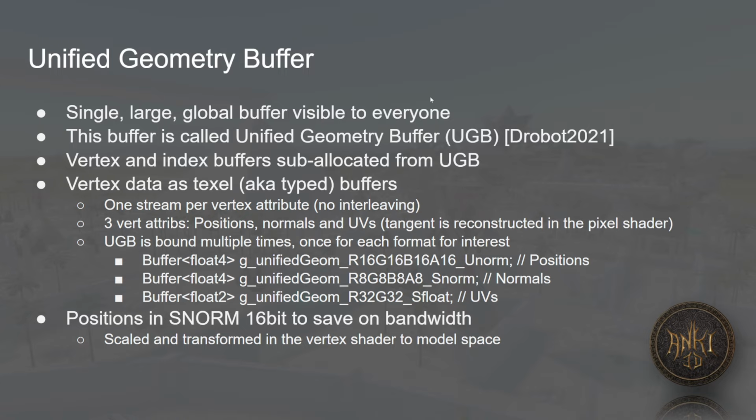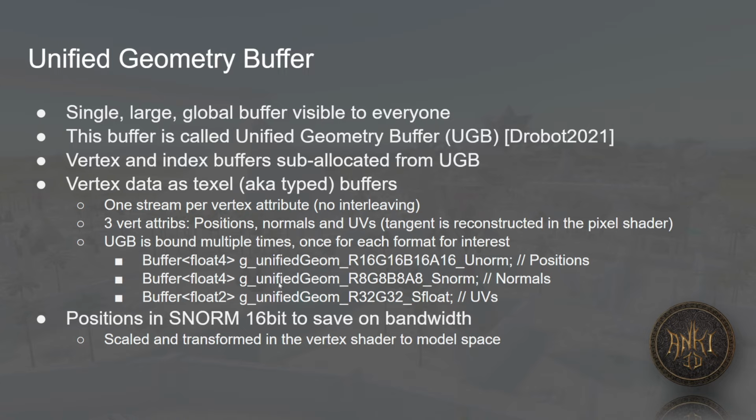Final stop is the unified geometry buffer. As we briefly mentioned before, UGB is a single large global buffer that is visible by all subsystems. All vertex and index buffers are suballocated from UGB. Vertex data are exposed in shaders as texture buffers, also known as typed buffers in DX. Most objects have 3 vertex attributes, which are the position, normals, and UVs. Tangent is reconstructed in the fragment shader.